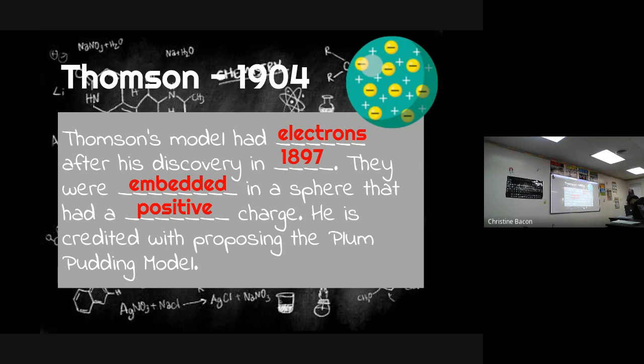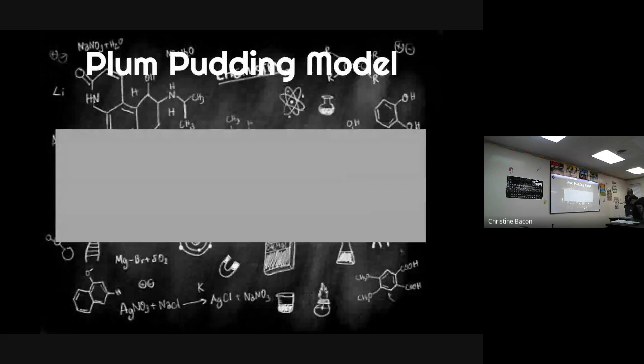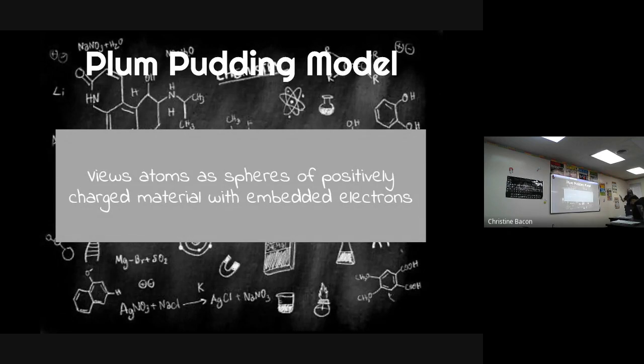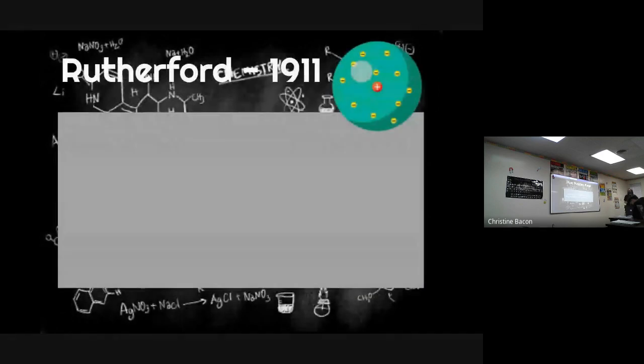All right, so that's Thomson. Thomson was positive and negative charges, but he just didn't understand where the charges were. He just said this is a neutral atom, with equal positive and negative charge in it. So then, the plum pudding model views atoms as spheres of positively charged material with embedded electrons. We need to know that.